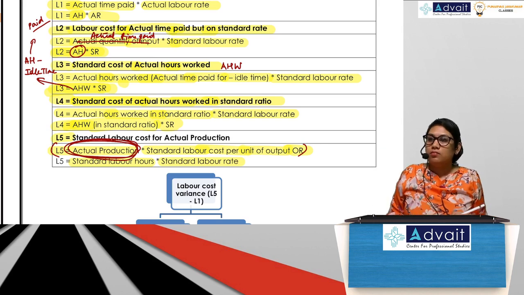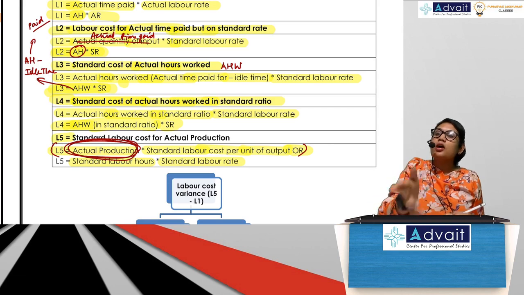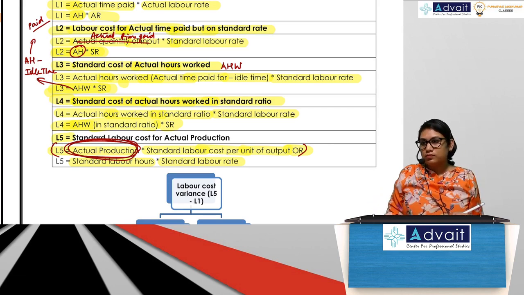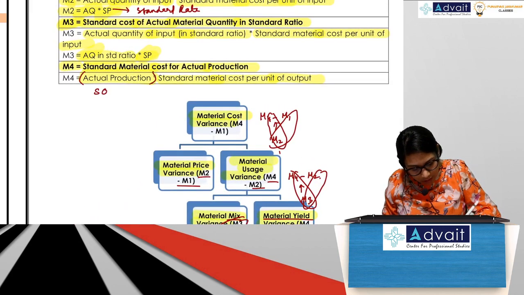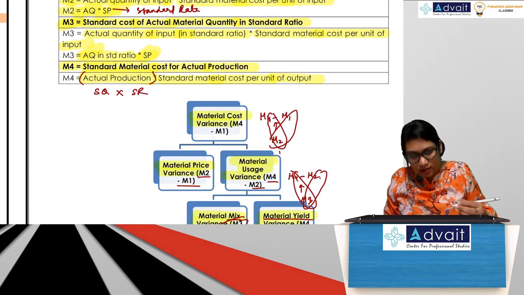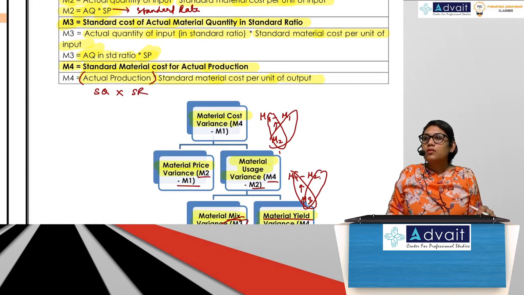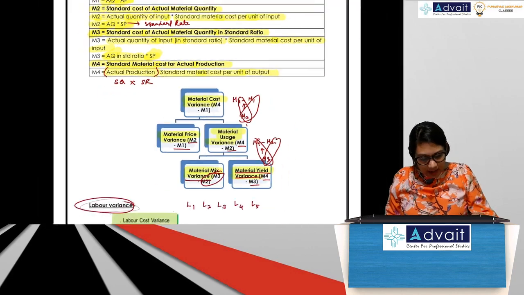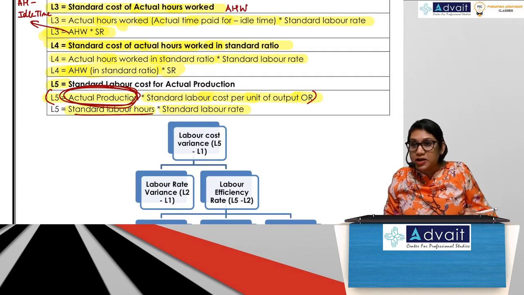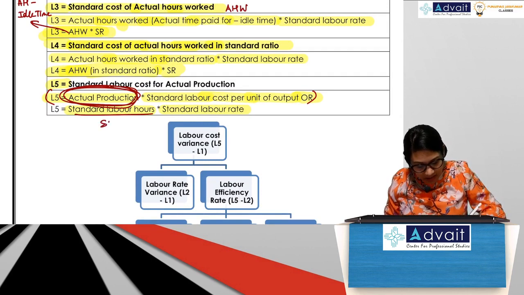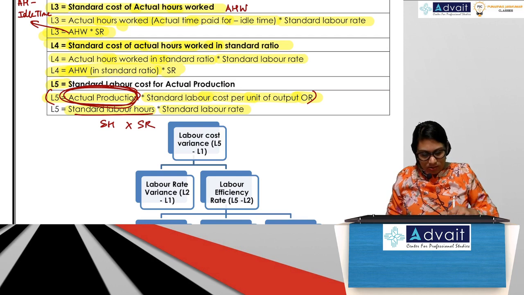There also same thing. If actual production is not given for M4, you can use standard quantity, SQ. You can actually make a note of that. If this is not given, you can use standard quantity into standard rate. Guys, okay? Similarly, in labor, if actual production is not given, standard labor hours, that is SH into SR, can be used.